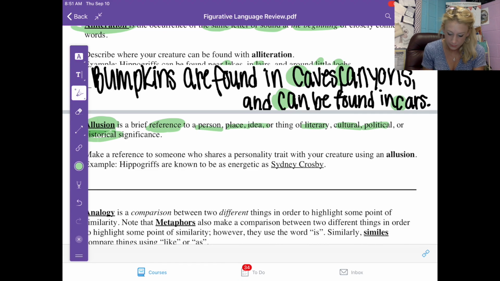For your practice, you are going to make a reference to someone who shares personality traits with your creature using an allusion. For example, hippogriffs are known to be as energetic as Sidney Crosby. Here we're making a comparison with like or as. We know that's a simile, but also we're making a reference to Sidney Crosby, who is a person of significance to Pittsburgh and in the sports world. So this is an allusion with an A. Think about a person that shares a quality with your creature to create an allusion.